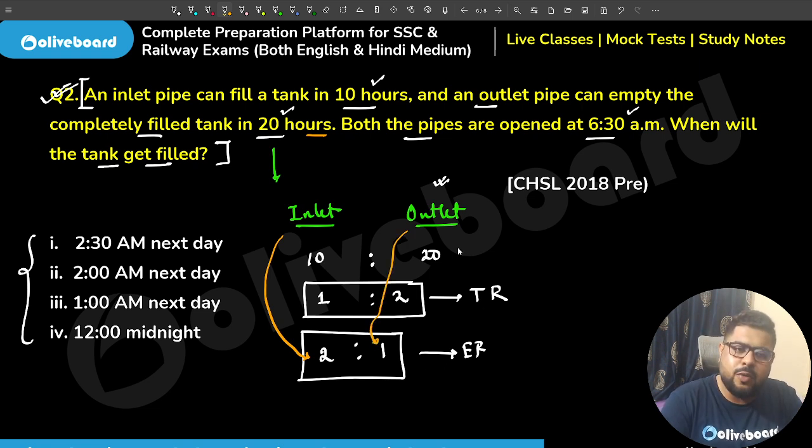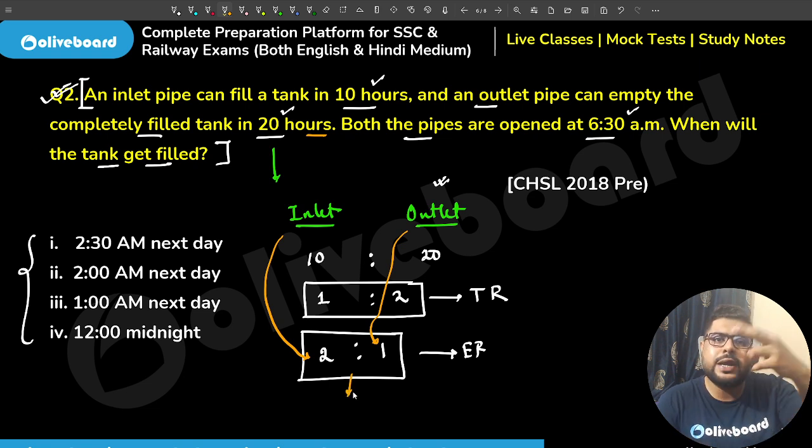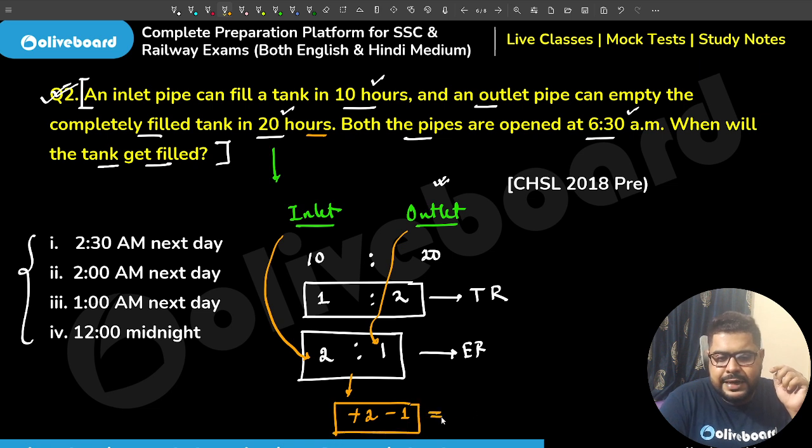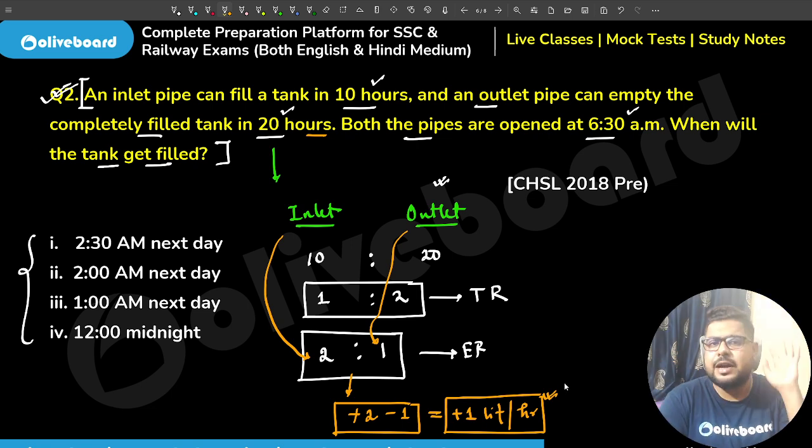Now, if both of them are working together, what will happen? The inlet pipe will let 2 liters of water in, but the outlet pipe will let 1 liter of water out every hour. So the resultant is plus 1 liter every hour, meaning a total of 1 liter of water is getting filled every hour.